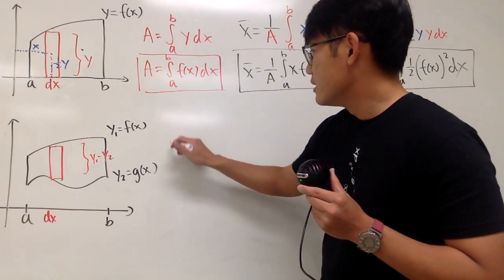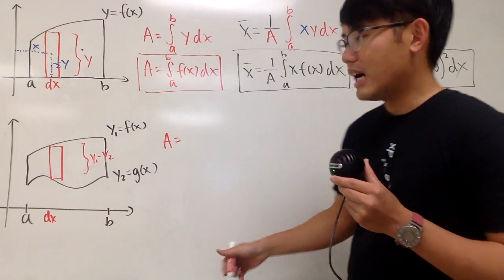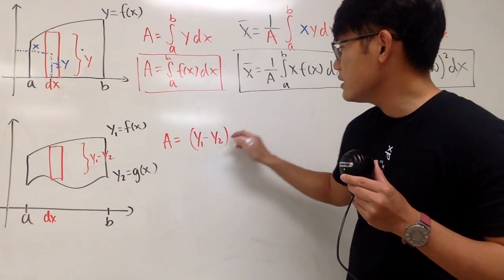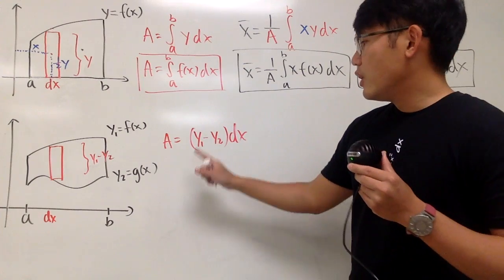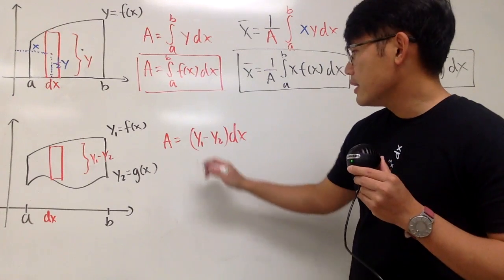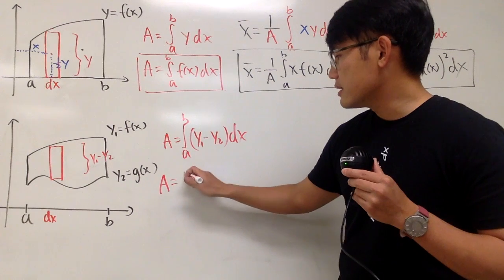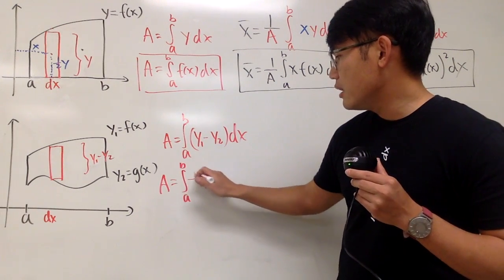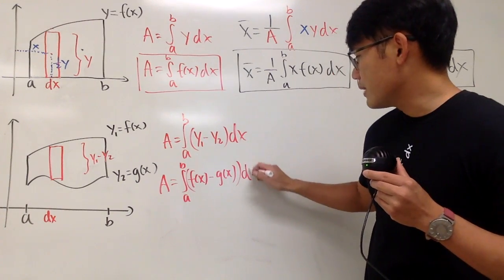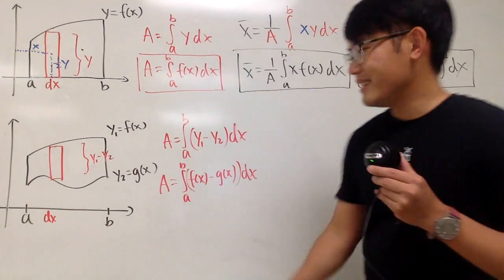Okay, area is really similar. Base times height. So we have y1 minus y2. We have to figure that out first. So put parentheses, and then we have to have the dx. y1 is f, y2 is g, assuming f is above g. And of course, we have to integrate this from a to b. So we can write this down. A is the integral from a to b, f of x minus g of x, and you have to have the dx, of course. This is the area of this region.